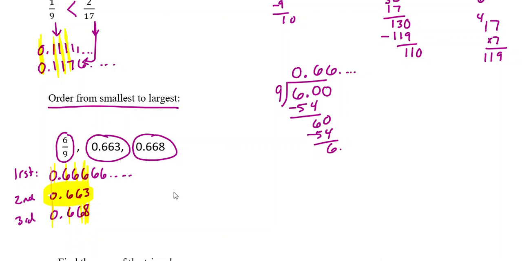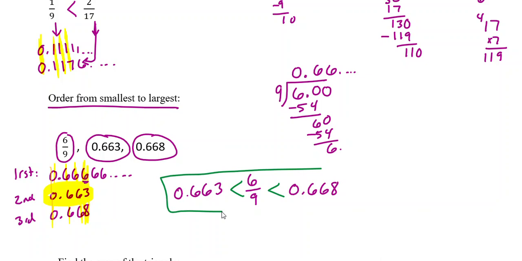And I'm going to write that down, 0.663. Then the first one has a 6 in that spot. That's our next biggest number, 0.666. And then the last one has an 8 in that position, 0.668. That's the largest number. So we can put commas there, or we can put less than signs if we want to show that we have ordered these from smallest to largest.